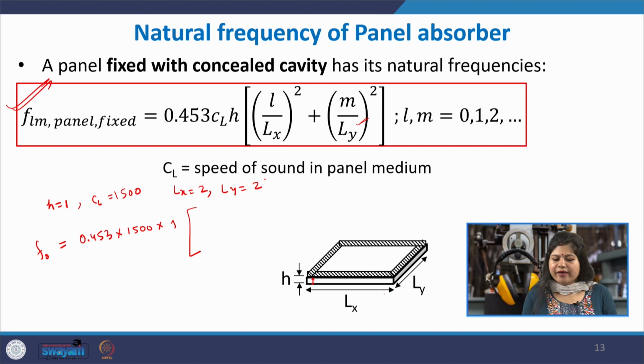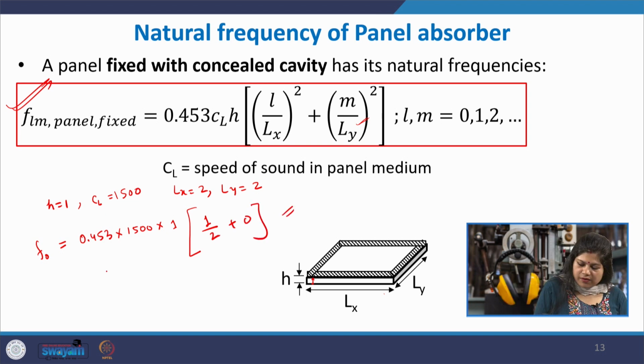If L is 0 and M is 0, then the value becomes 0. You do not want a 0 value, so you will start with L as 1 and M as 0. So, this is 1 by 2 plus 0. This will be your first frequency, where L is 1 and M is 0. Then the next frequency you can get by putting L as 0 and M as 1, and in this case it would be the same value because both Lx and Ly are the same.